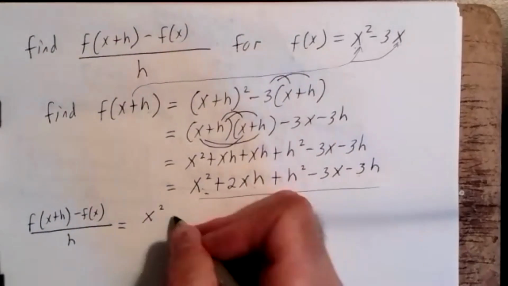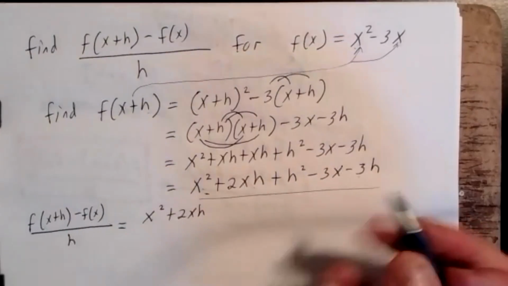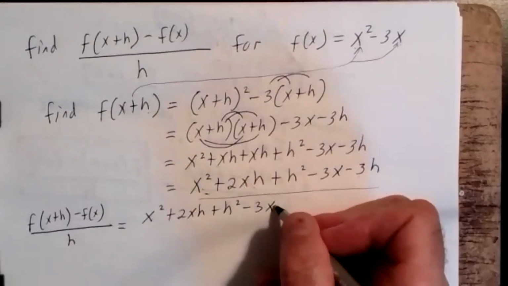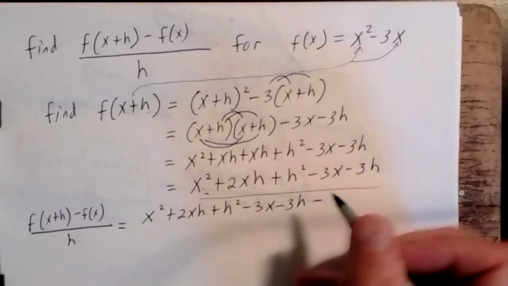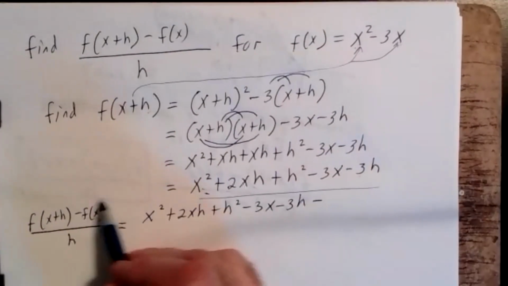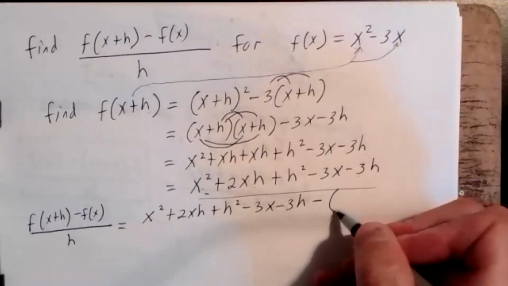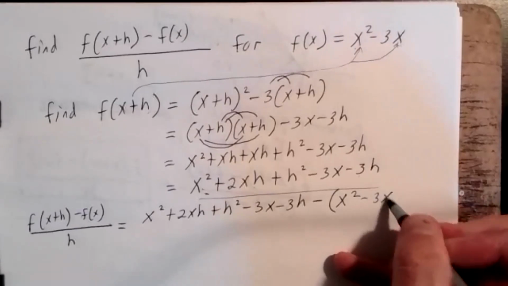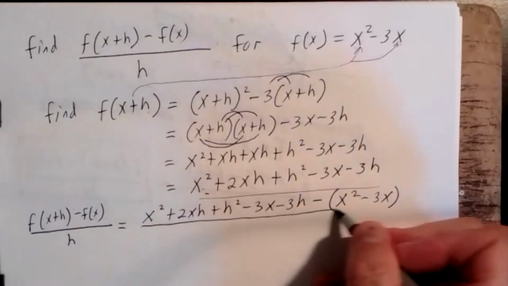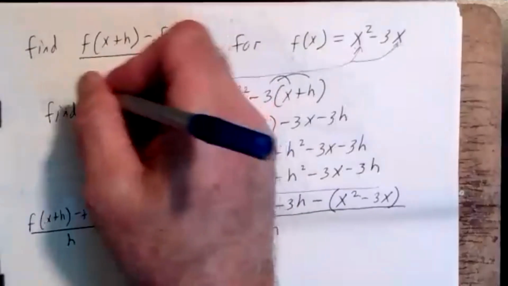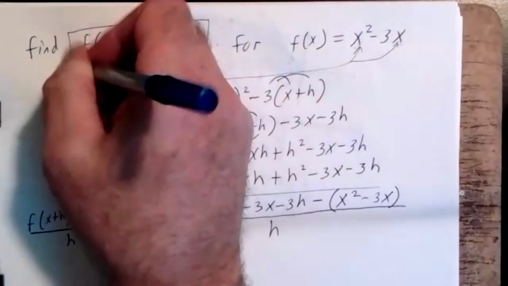So we got x squared plus 2xh plus h squared minus 3x minus 3h. And then we have to minus off f of x. But what's f of x? F of x is x squared minus 3x. So we got to subtract off x squared minus 3x. All of this is then to be divided by what? H. Now the good news is whenever you evaluate the difference quotient, ladies and gentlemen, for a function, and again, this is called the what? This is called the difference quotient.